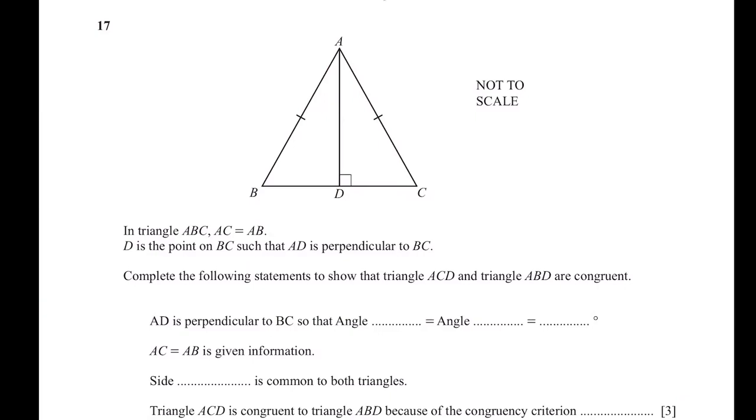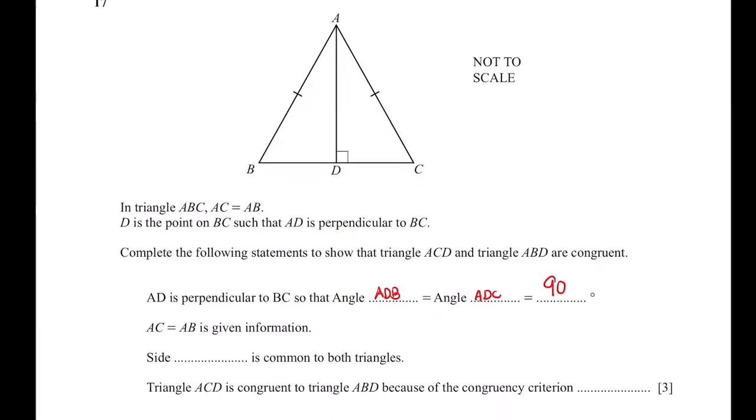So AD is perpendicular to BC, so that angle what is angle equals to angle what is equals to what? Perpendicular must be 90 degrees. Angle ADB, this one, equals to angle ADC, this one, which is equal to 90 degrees. Next one. AC is equal to AB. Given side, what is common to both triangles? Side AD, this one.